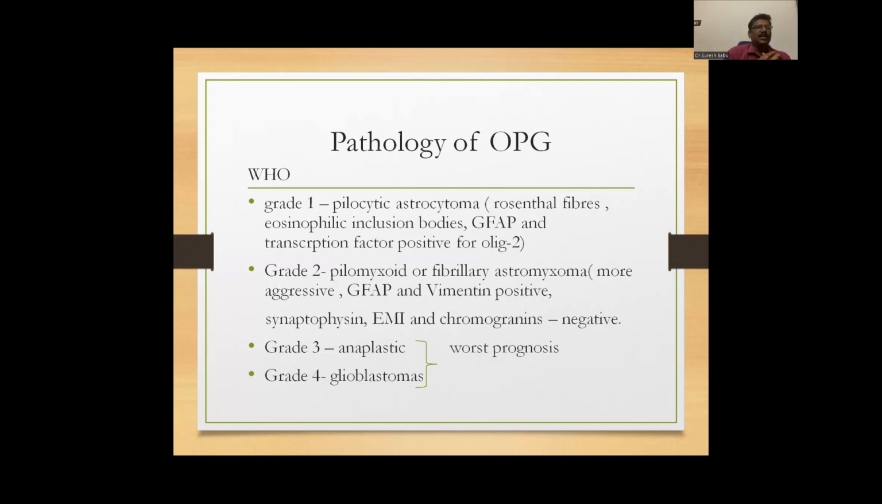These are more aggressive tumors, and here also on IHC, GFAP and vimentin will be positive, whereas synaptophysin, EMA, and chromogranin will be negative. Grade 3 is anaplastic, and grade 4 is glioblastoma. Grade 2, grade 3, and grade 4 have worse prognosis.